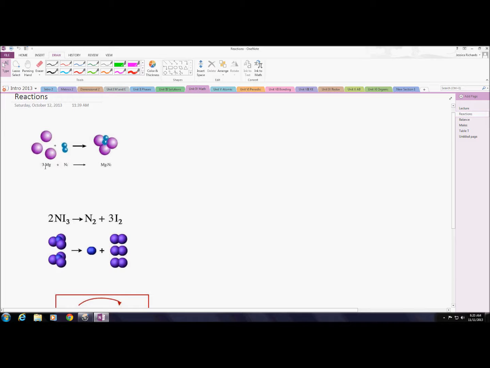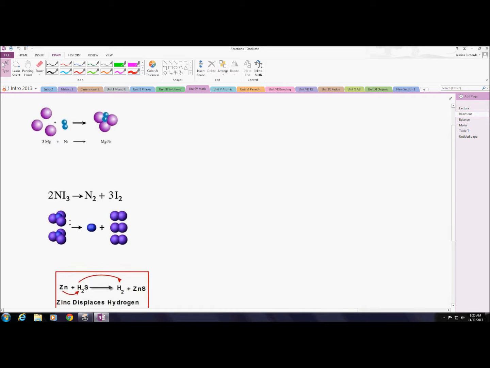The coefficient 3 in front of the magnesium here tells us that there are 3 pieces of magnesium. The nitrogen is diatomic, so the little subscript 2 tells us that it always comes together in these 2 pieces. If we look at this one with the models, same thing. The 2 is a coefficient. It says we have 2 pieces of this nitrogen iodide. So there's 2 pieces here.